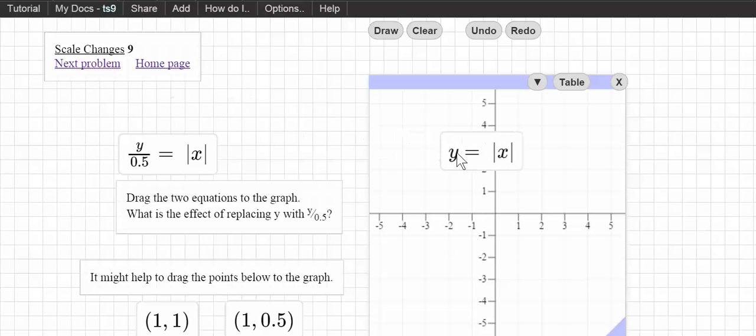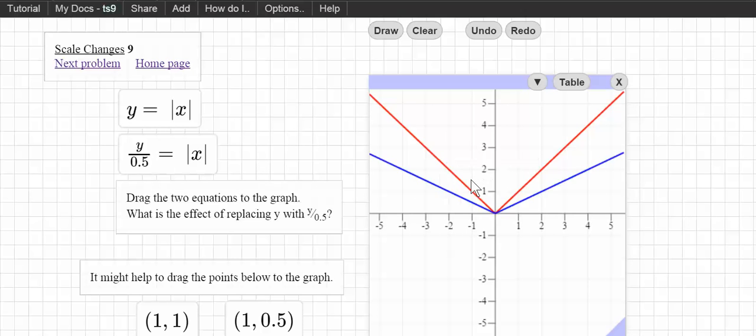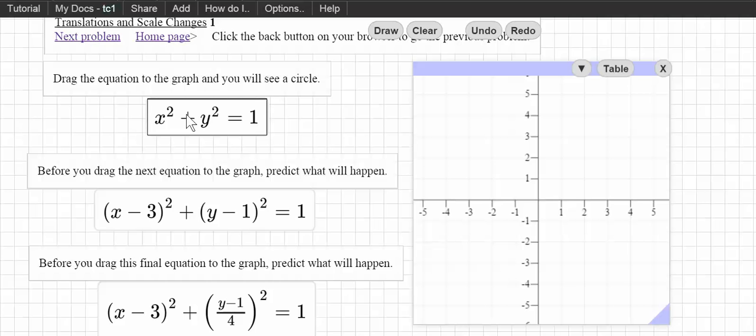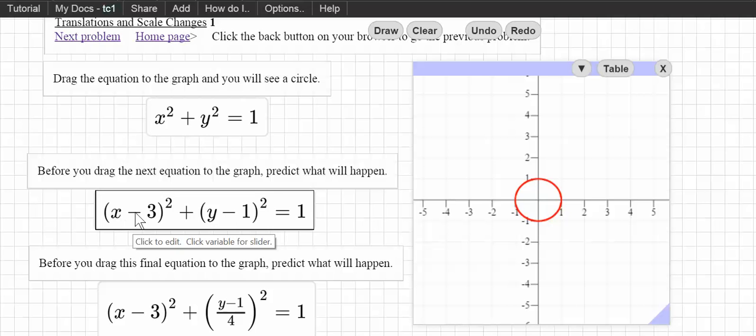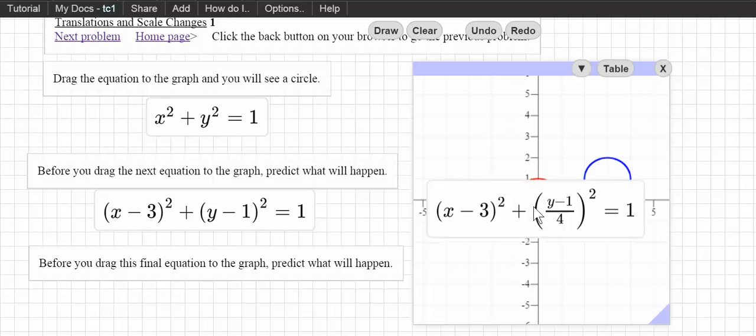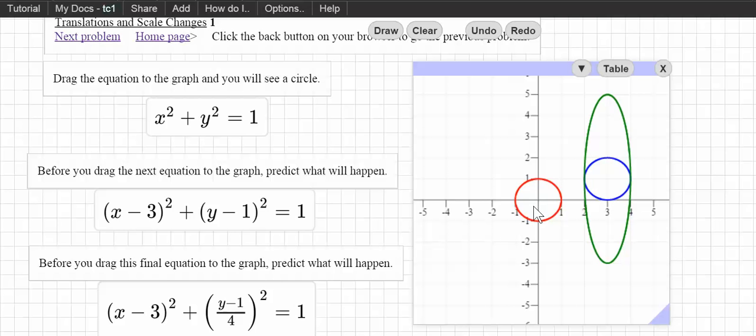And these problems are done then, of course, with a vertical scale change as well. And again, these points can help students understand why these transformations are happening. The next section deals with combining translations and scale changes. At first, again, taking a circle, whether they know that equation or not, and replace y with y minus 1, x with x minus 3, moving it, and then applying a vertical scale change.